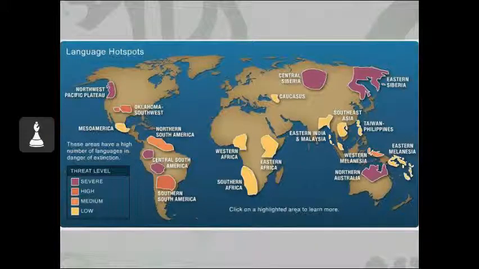This map shows you the areas in the world where a lot of the languages are in danger of becoming extinct, meaning not very many people speak that language anymore, and after that generation passes, that language will no longer be spoken on this earth.